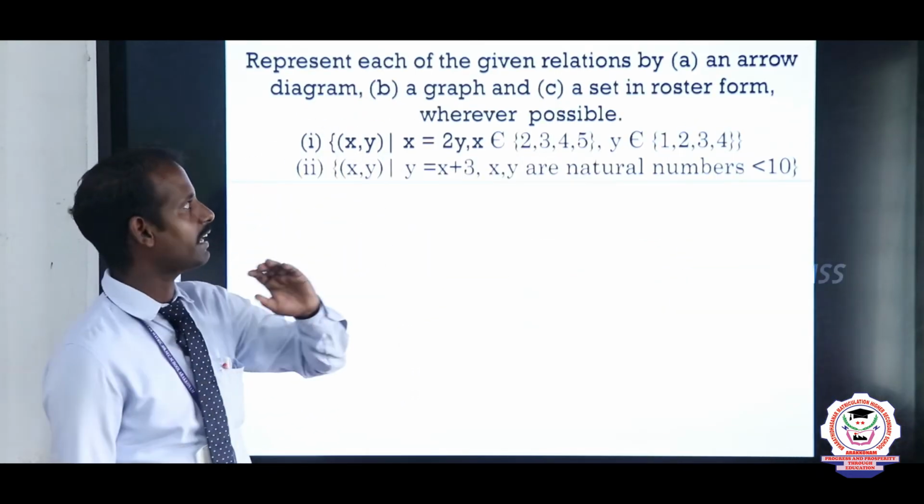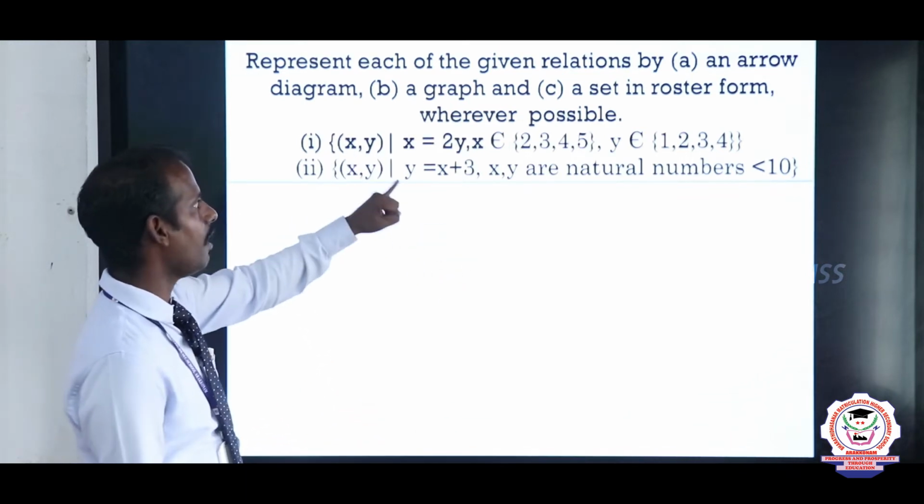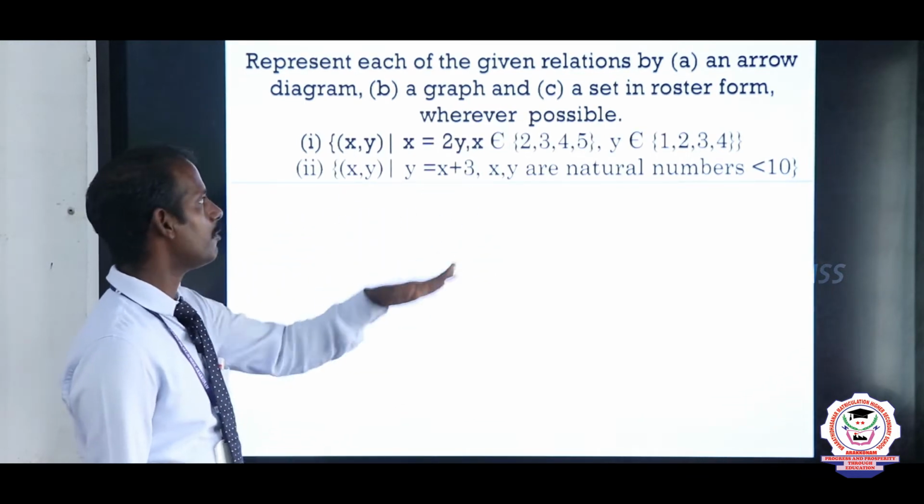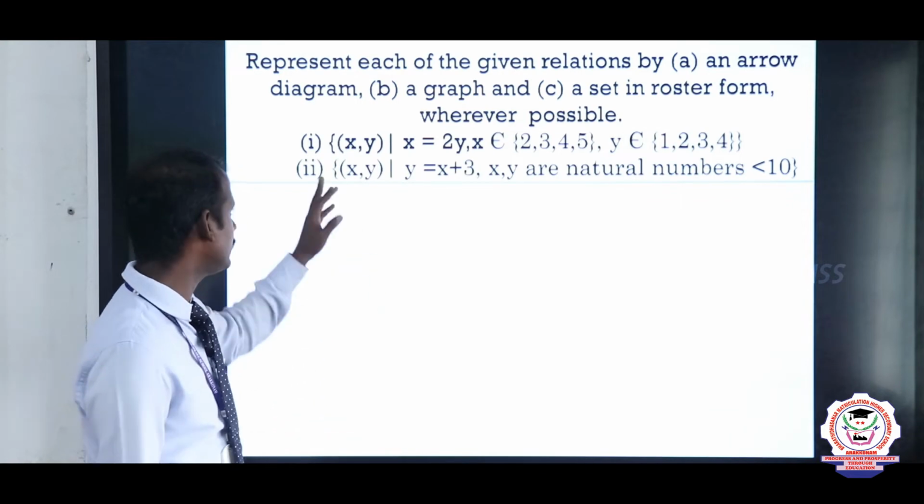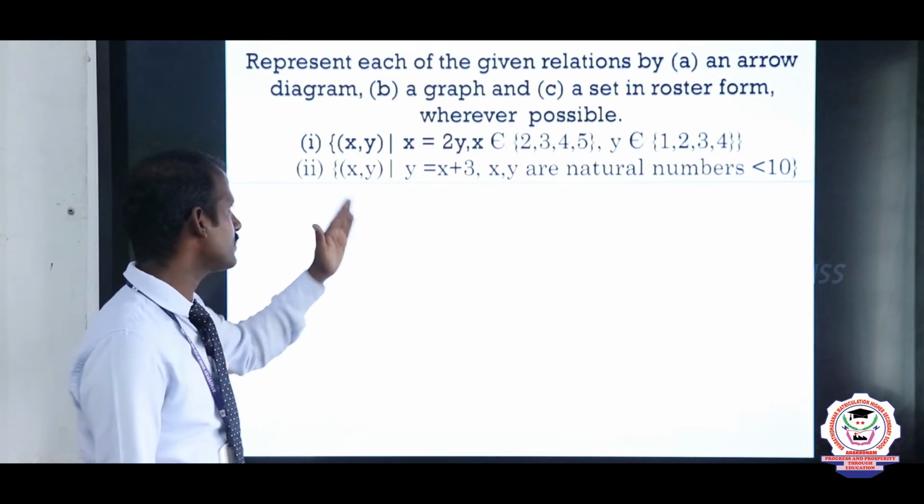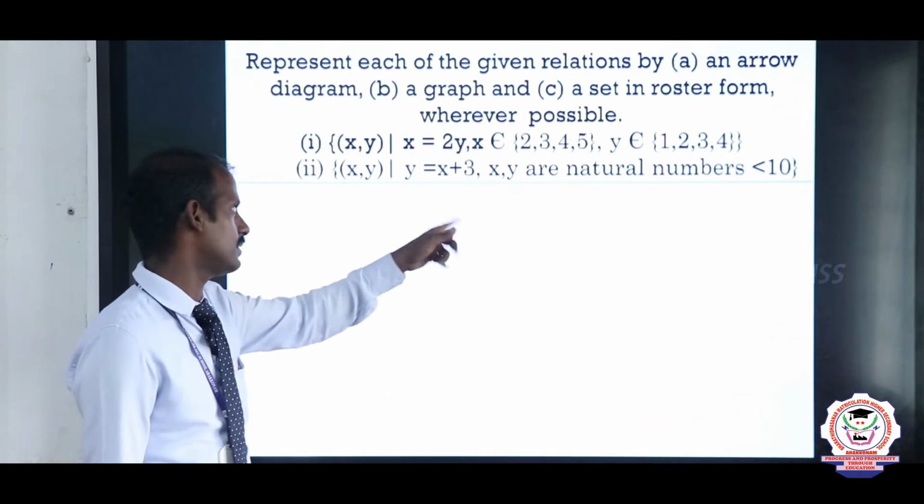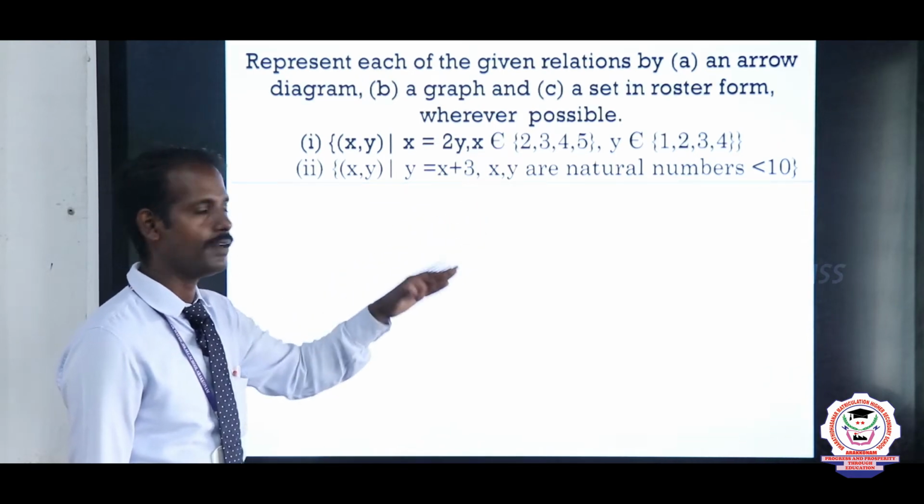Represent each of the given relations by arrow diagram, graph, set in the roster form wherever possible. The first sum is already completed, then the second sum: {(x, y) such that y equals x plus 3, x, y are natural numbers less than 10}.